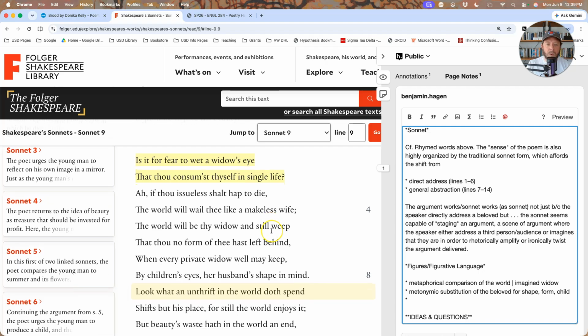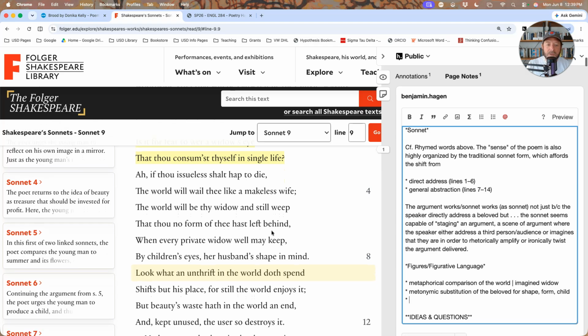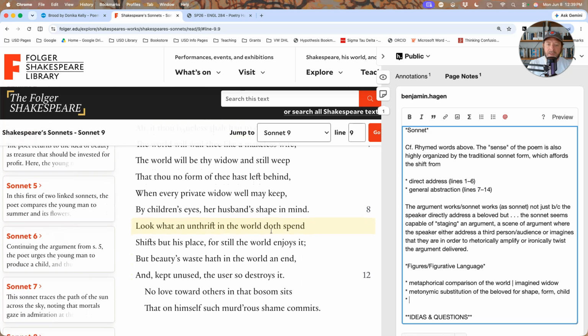Is it for fear to wet a widow's eye that thou consumest thyself in single life? Ah, if issueless shalt hap to die, the world will wail thee like a makeless wife. There's that sort of simile of the world and a wife or a widow. The world will be thy widow, and still weep that thou no form of thee hast left behind, when every private widow well may keep by children's eyes her husband's shape in mind.